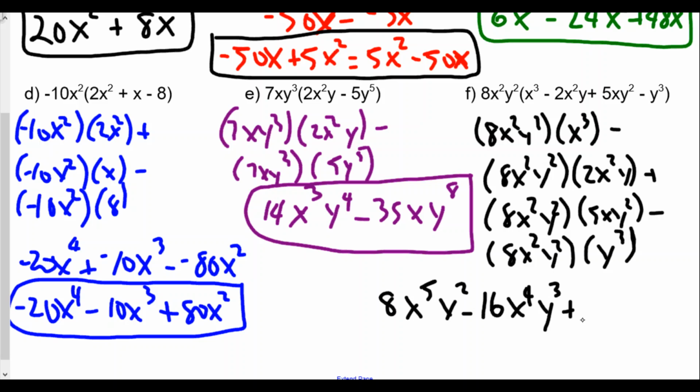Plus, we have 8x squared y squared times 5xy squared becomes 40. X squared times x to the third, and y squared times y squared is y to the fourth. I need to move all this over.